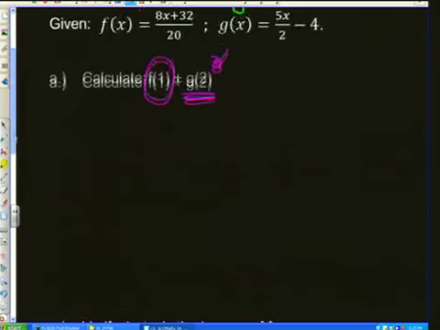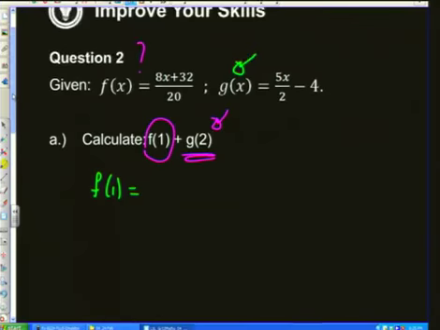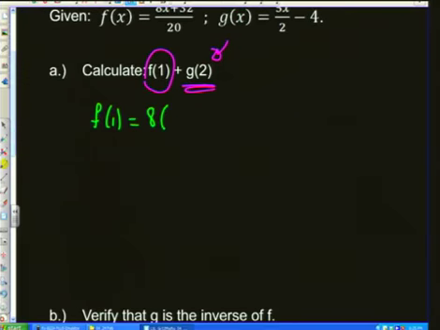Okay, now we have f of 1 equals 8 bracket. Now I've taken out x, I'm putting 1. So in the place of x, I'm going to have 1 plus 32 all divided by 20, which gives us 32 plus 8, that's 40, divided by 20. 40 divided by 20, that's 2.